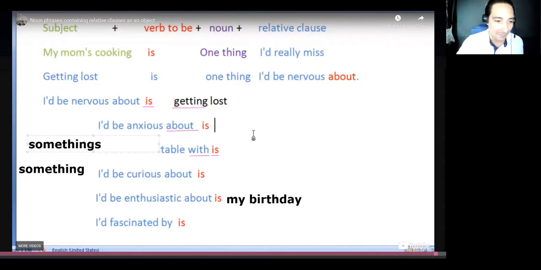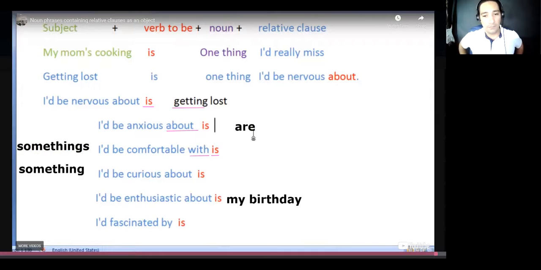What about some things? Plurals. Somebody give me an example. Remember that if we pluralize, we need to use the verb to be in plural too. Cómodo. Como confortable. Comfortable.